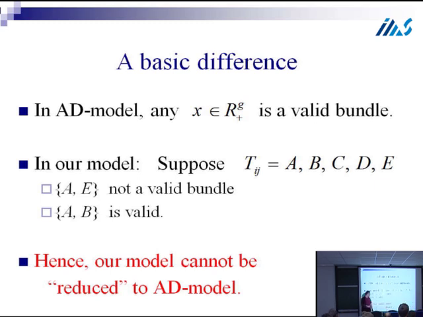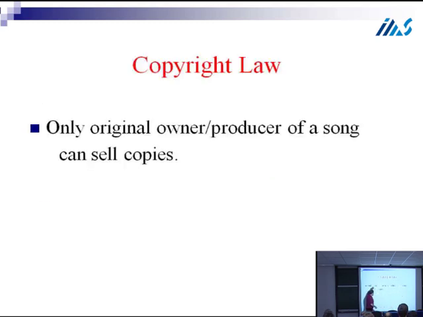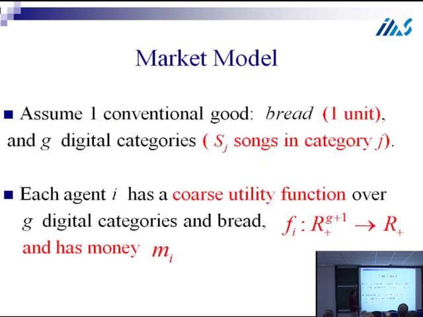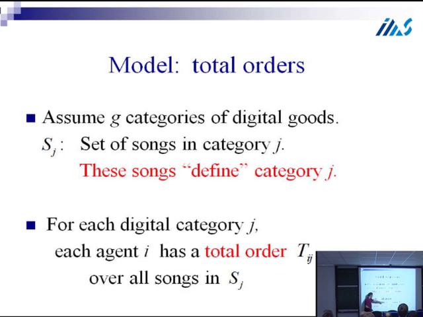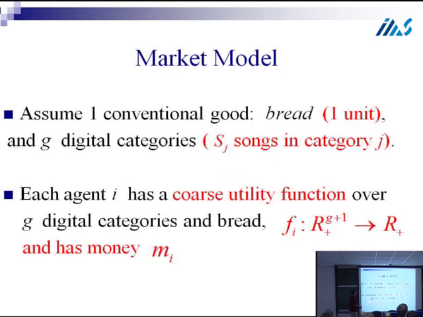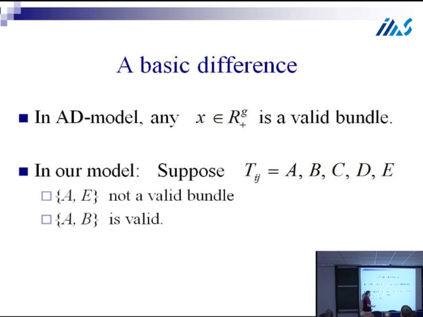A, B, C, D, E are songs in the total order. So suppose the category has 5 songs, A, B, C, D, E, and this person likes A to B to C to D to E. Now, if she wants 2 songs, then she wants the top two. Tij is a total order. So Sij is a set, and Tij is a total order of buyer i on Sj. Perhaps I should have said that here the set is A, B, C, D, E.